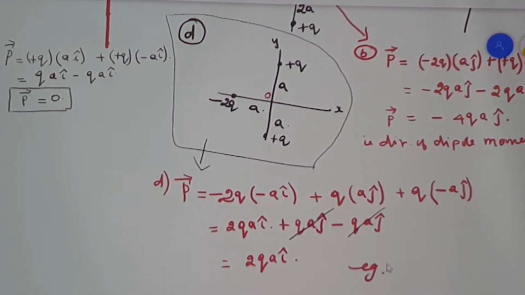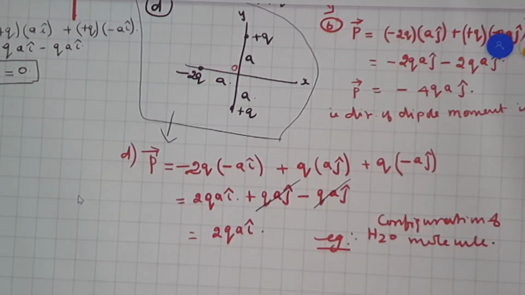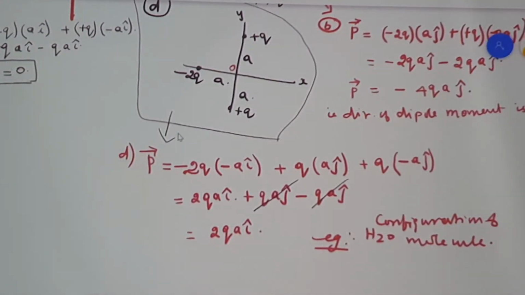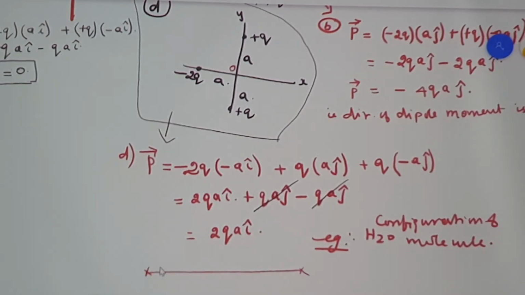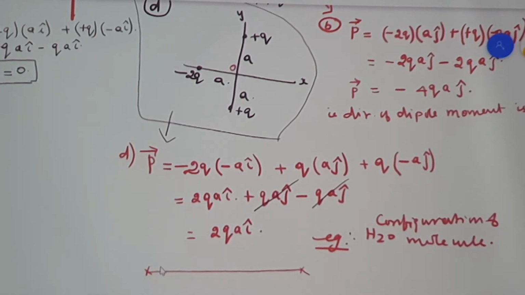We can state some of the examples. See, we can consider the configuration of water molecule. The configuration of H2O molecule or water molecule is said to have this type of arrangement to get the dipole moment. This we are considering example number 1.10. I think you are clear about this idea. So let us move on to the next problem. What is the next problem?